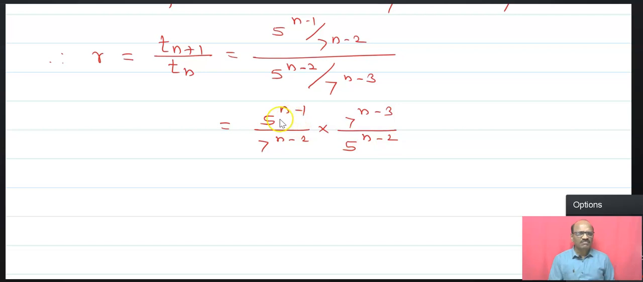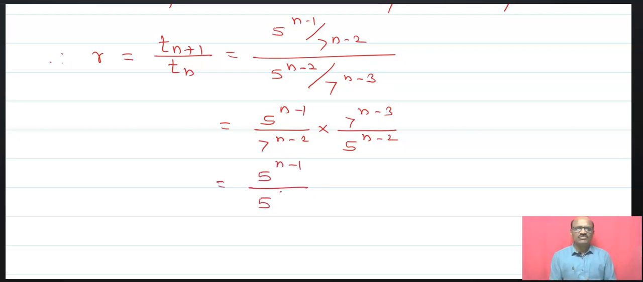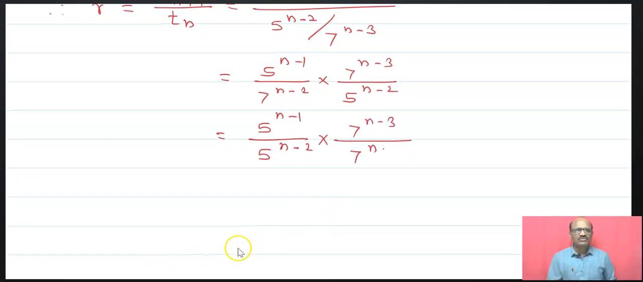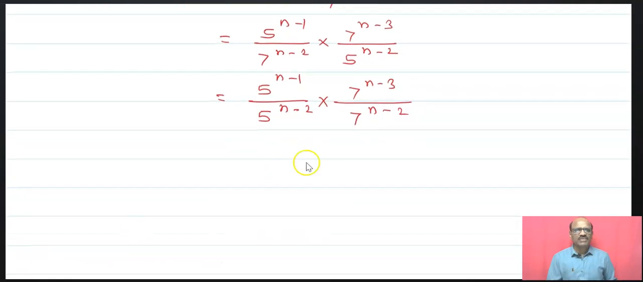Now we take the division of 5 raised to n minus 1 upon 5 raised to n minus 2, and 7 raised to n minus 3 upon 7 raised to n minus 2. Then you will get the proper answer. We split this into 5 terms and 7 terms, collected separately. Now we apply the law of indices for division: a raised to m upon a raised to n means a raised to m minus n.